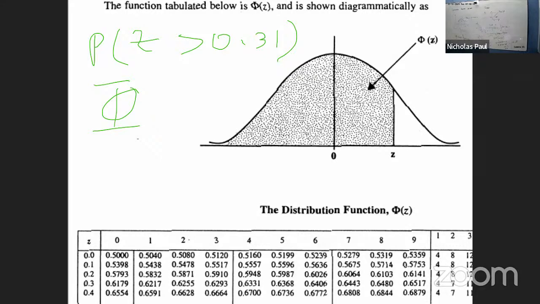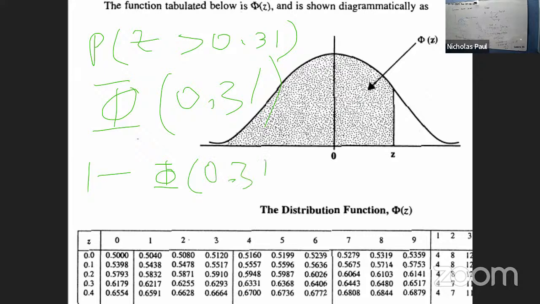So really and truly, what you have to read off is phi, that's the value from the table, phi of 0.31, and then minus it. So it's 1 minus phi of 0.31. 0.31 would have been somewhere here in the table. So that's 1 minus 0.6217, which is 0.3783.